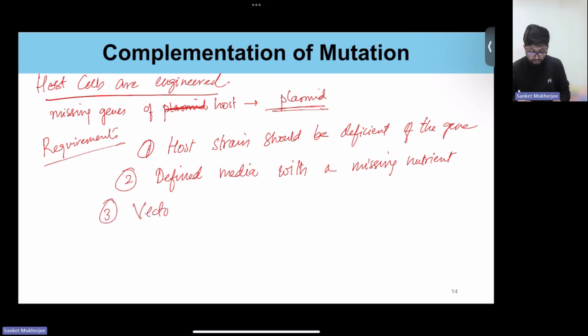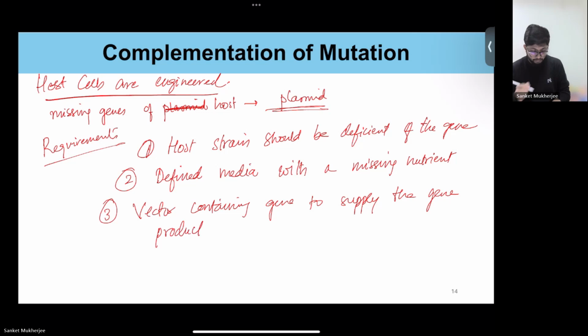And a vector containing the gene to supply the gene product. Fine. So there could be positive or negative selection.